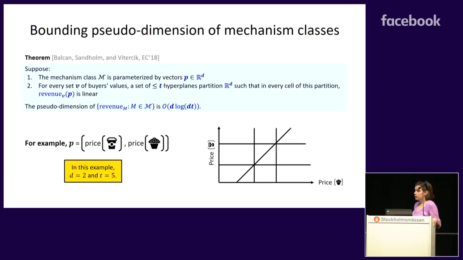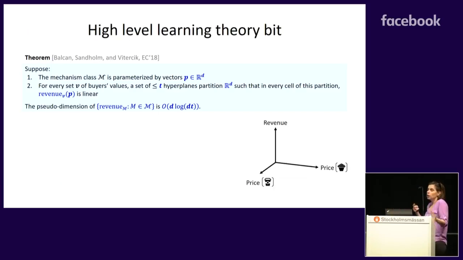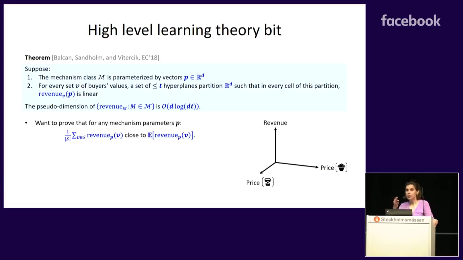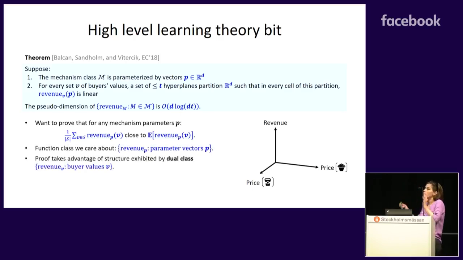But before having Ellen present other cool applications of this general result, I just want to mention at a high level, for the learning theorists in the audience, what's interesting about the proof: we assume a structural result about the dual class of functions, and then we get a pseudo-dimension result about the original class of functions. I'm not going to go into details, but it has a very cool learning theory aspect too. But because this is a tutorial about mechanism design, I'm going to stop here on the learning theory aspects, and I'm going to have Ellen present many other cool applications of the theorem.